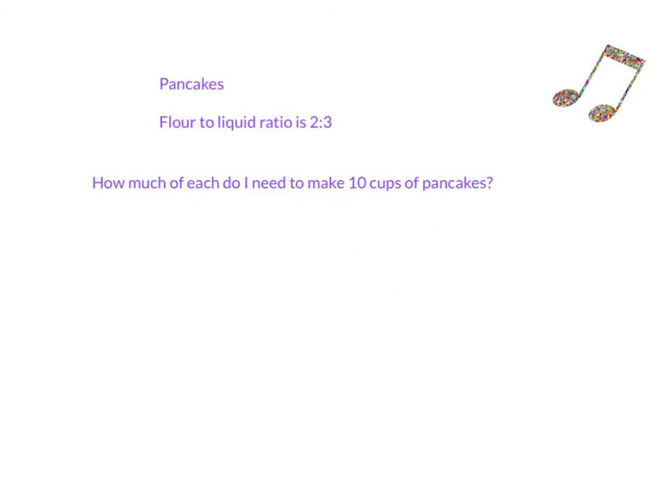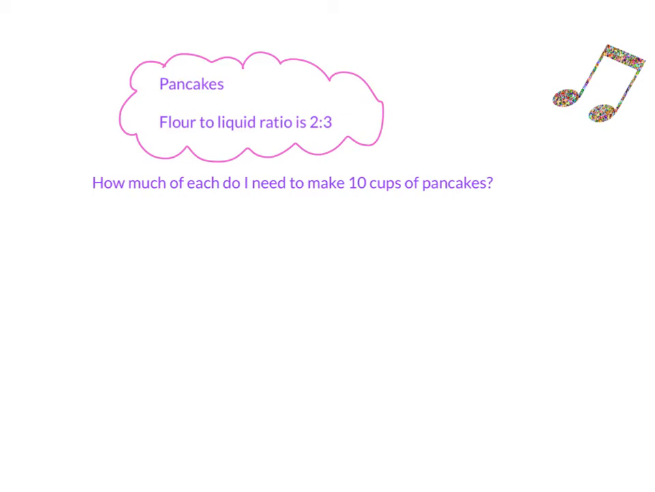Now in the previous 2 examples we had a total that we were dividing in a ratio. This time we're going to look at a different type of problem, and ratio is something that comes up a lot in cooking or baking. So we're going to look at making pancakes. If we're told that the flour to liquid ratio is 2 to 3, now the liquid could be various things. It could be milk, it could be water, some people put egg, mashed banana, whatever. The ratio of dried goods to liquid is 2 to 3.